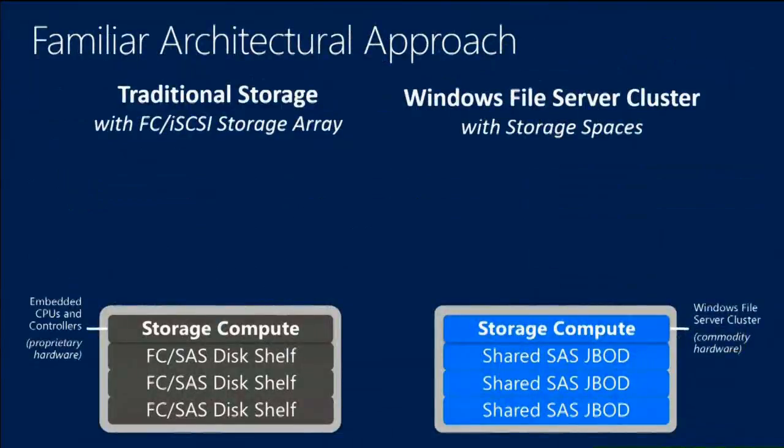Now, this way of deploying your storage is really no different architecturally than how you traditionally deploy storage today with a fiber channel or iSCSI storage array. Starting at the component level, we can make a little comparison here. My storage array has fiber channel or SAS disk shelves. Storage spaces uses shared SAS JBODs. What are these both things? They're exactly the same things. They're a chassis to store my disks, and it has a backplane, and it has controllers.